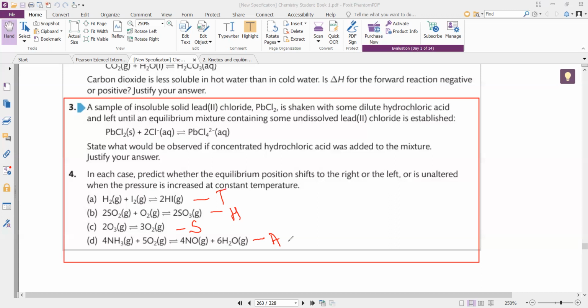Finished now? Okay, Tamesh, first one. Position of the equilibrium when the pressure is increased. Why? Why no change? Same number of gas molecules. Heshan? Increase in pressure?